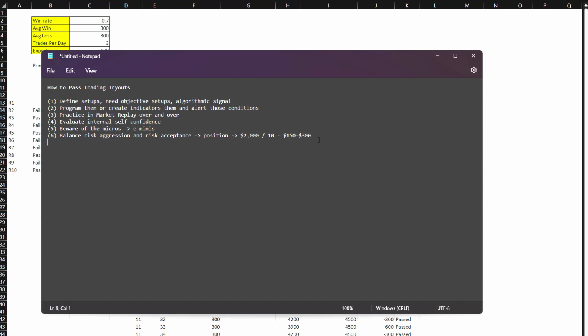That trailing drawdown, right? Anytime you're up $500, you're going to close it down, okay? You're going to be using targets, okay? You're going to be using profit targets, okay? And you're going to create a plan and be disciplined, okay?